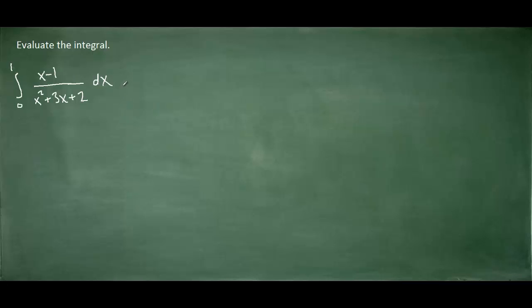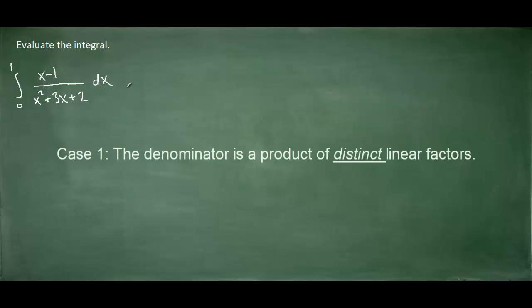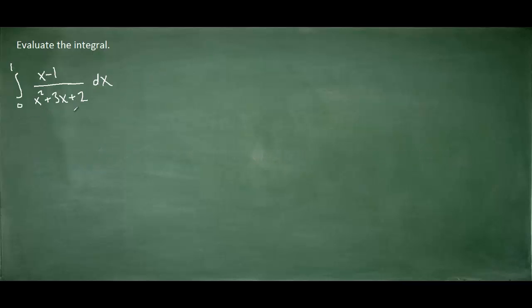The second step is to identify which of the 4 cases presented in this section this integral happens to be. Case 1 describes a situation in which the denominator is the product of distinct linear factors. Let's take a look at what that means, because it applies to this problem. Let's factor the denominator, and when we do, we see that the denominator is made up of distinct linear factors.